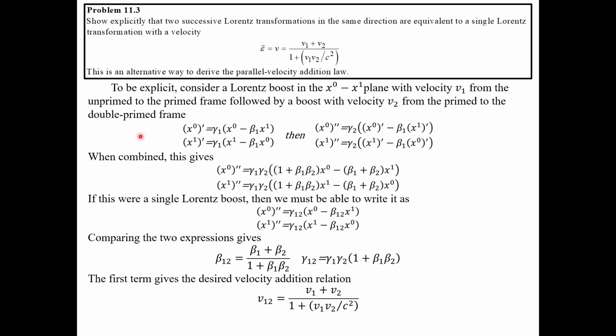Okay, today we are going to problem 11.3 and 11.4. Show explicitly that two successive Lorentz transformations in the same direction are equivalent to a single Lorentz transformation with the velocity below. This is an alternative way to derive the parallel velocity addition law.